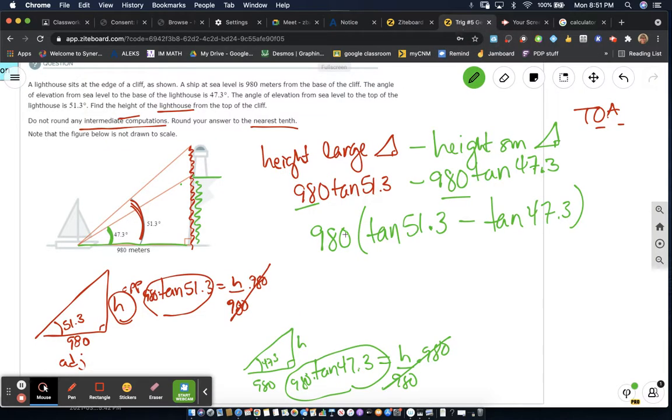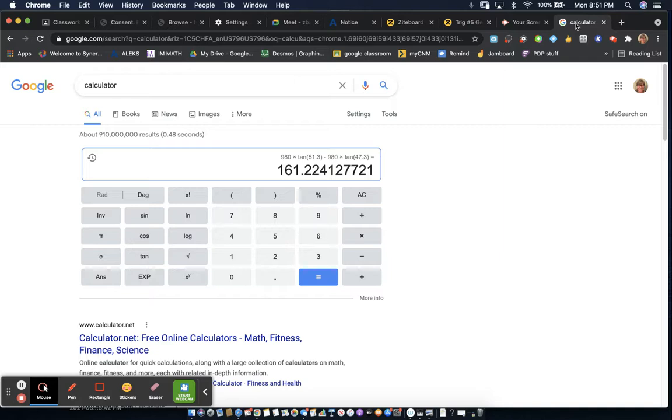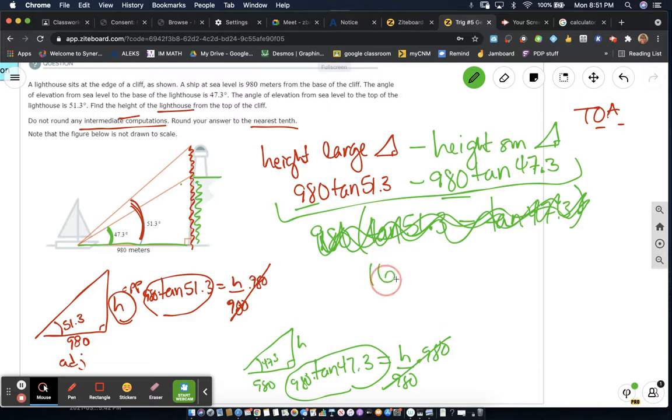That's what you need to do. That would be fine if you had a different calculator. Just enter it like this when you get it, okay? Anyway, you would get your answer, and that was it, 161.2. That's how tall that lighthouse is, 161.2 feet. It says round to the nearest tenth. Okay, got it. All right, next.